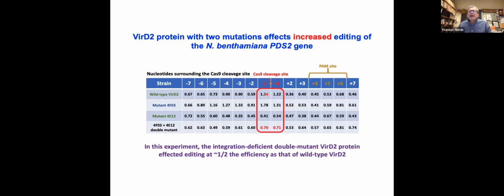So if we look at editing of these bases around the cut site with wild-type VIRD2, and then if we look at our 4E12, which was about 1/3, and if we look at our 4FO3 mutant, which is hypervirulent, we get higher levels of CRISPR mutation. And if we put 4FO3 plus 4E12 into the same VIRD2 molecule, we then raise our mutagenesis from 4E12 to about half of what we see in wild type. So now we've gone from about 1/4 or 1/3 of the wild type level to about 1/2 the level.